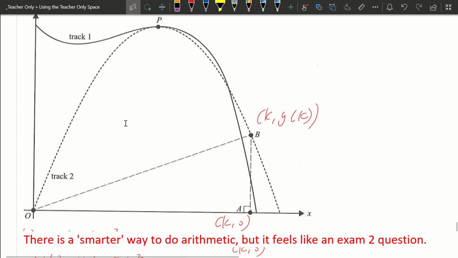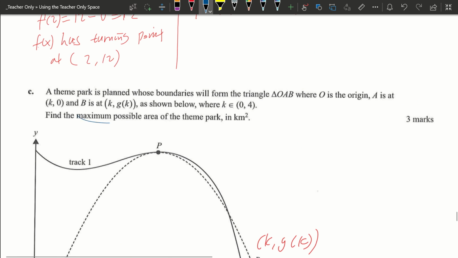And then to find the maximum, or minimum of anything, you almost always differentiate, and then you make it 0.